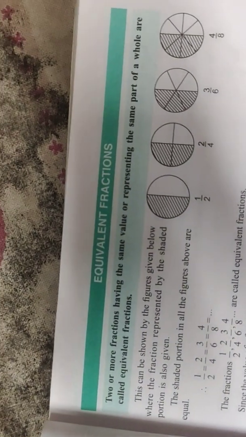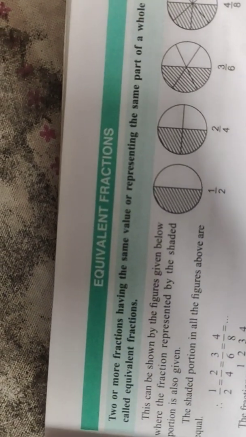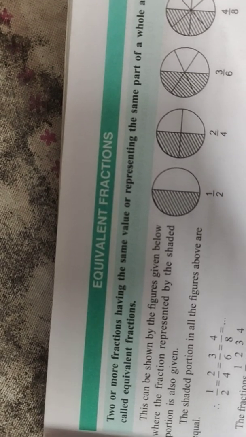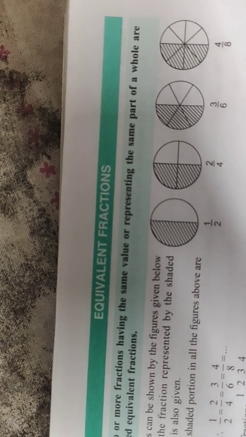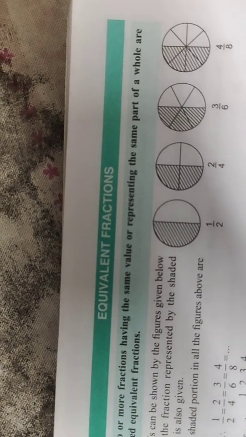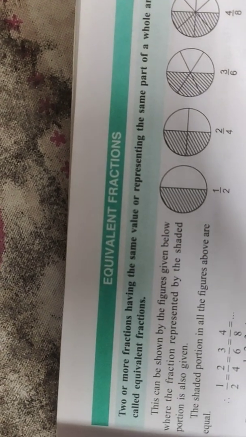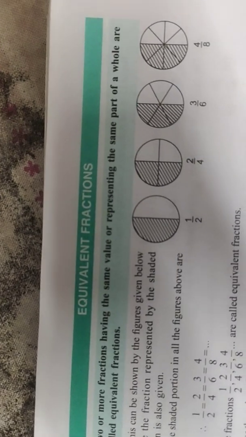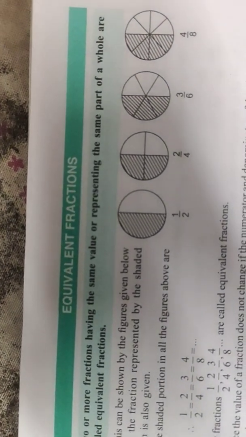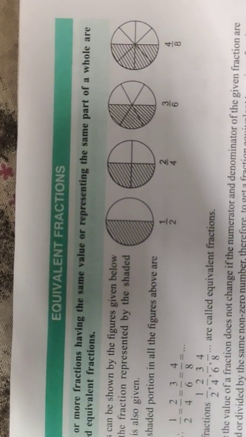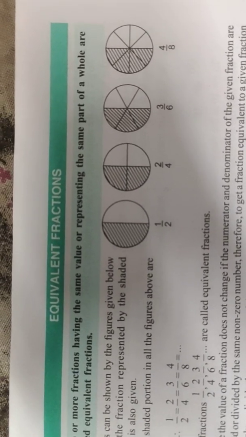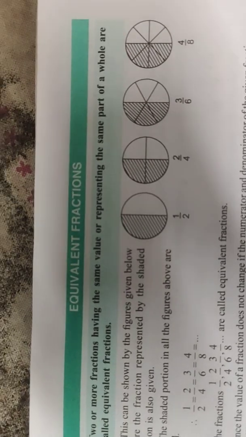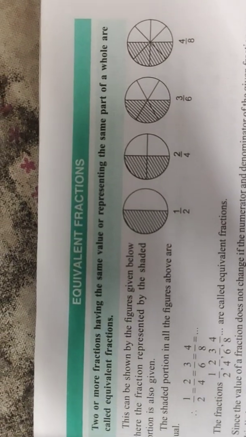So let's see the definition that is there in your book of equivalent fraction. Two or more fractions having the same value or representing the same part of the whole are called equivalent fractions. That means fractions, I'm saying fractions, plural, whose values are the same even though they may have different numerators and denominators. Such fractions are called equivalent fractions.